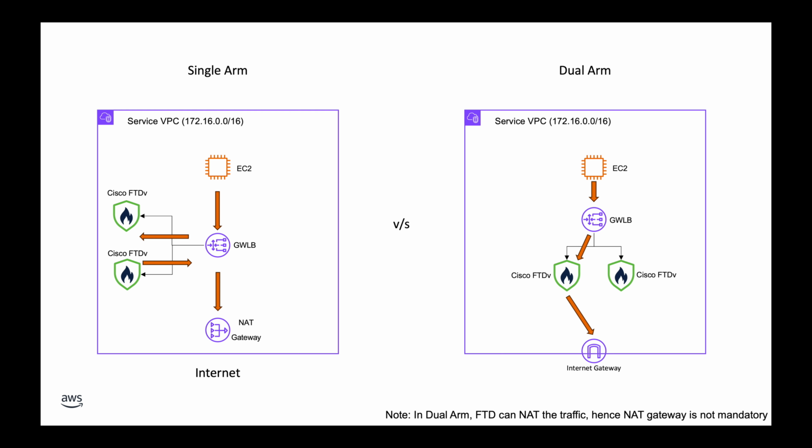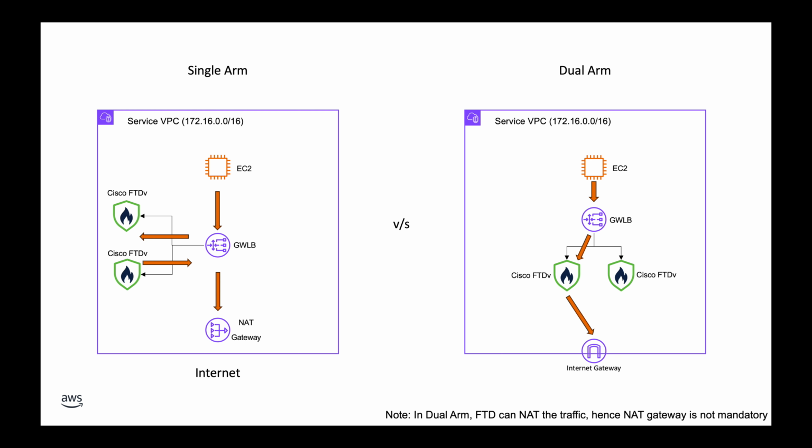The difference between single and dual arm are quite easy to understand. For the single arm architecture, the packet originating from your inside server will be sent to gateway load balancer, which will send it to the firewall. Firewall, after inspection, sends it back to the gateway load balancer, which then sends it to the NAT gateway and later to the internet.